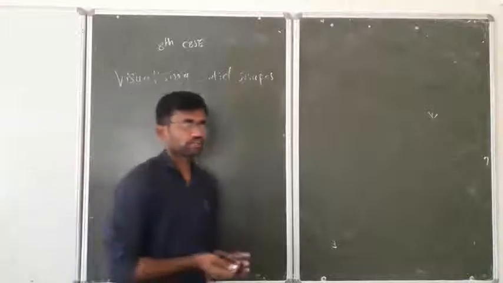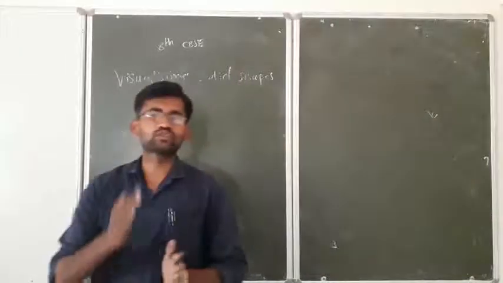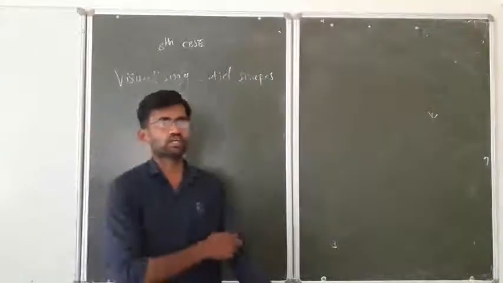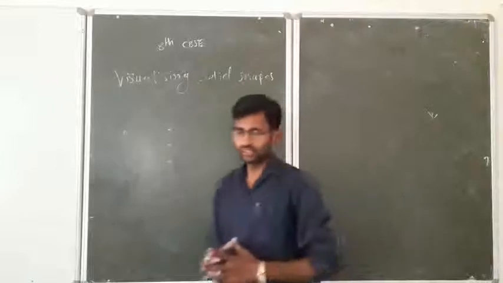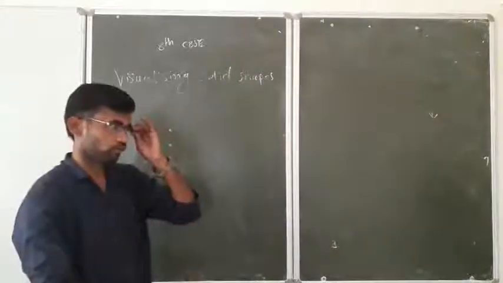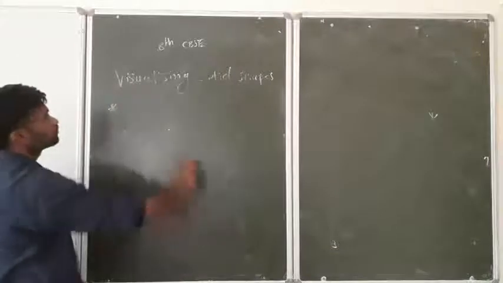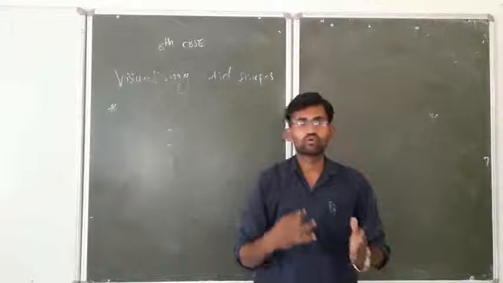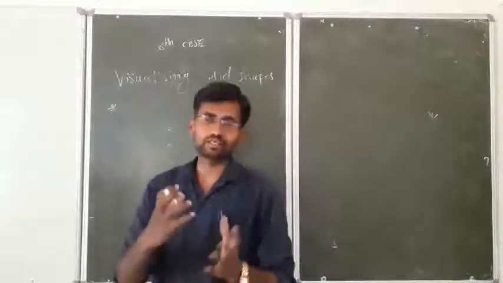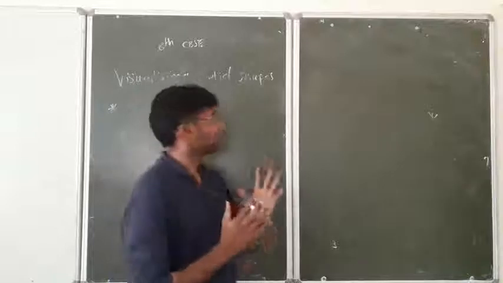Hello students, today we are going to start the chapter Visualizing Solid Shapes of the 8th standard. This is a very interesting chapter, so listen carefully and watch carefully. First of all, what is visualizing? Visualizing means we have to observe something and imagine. In this chapter, you have to imagine. That is visualizing solid shapes.